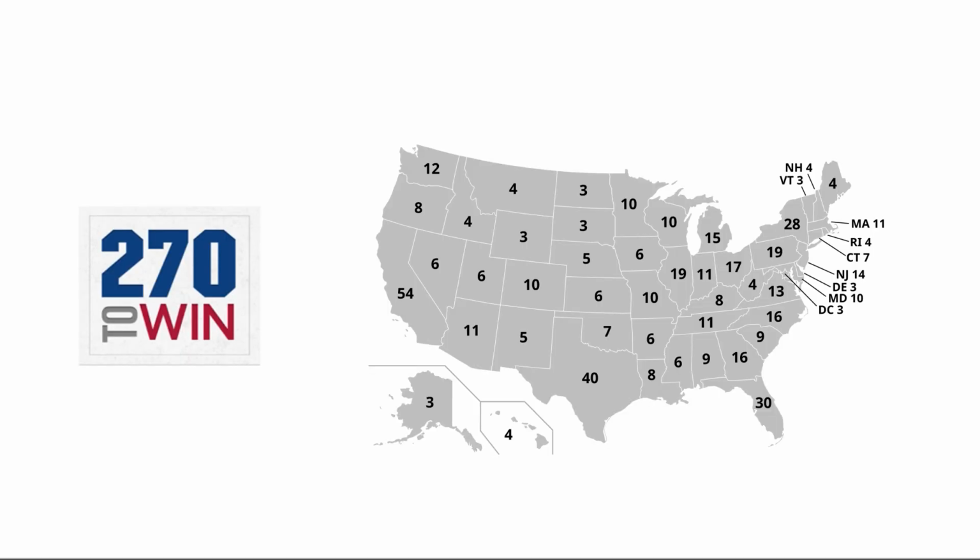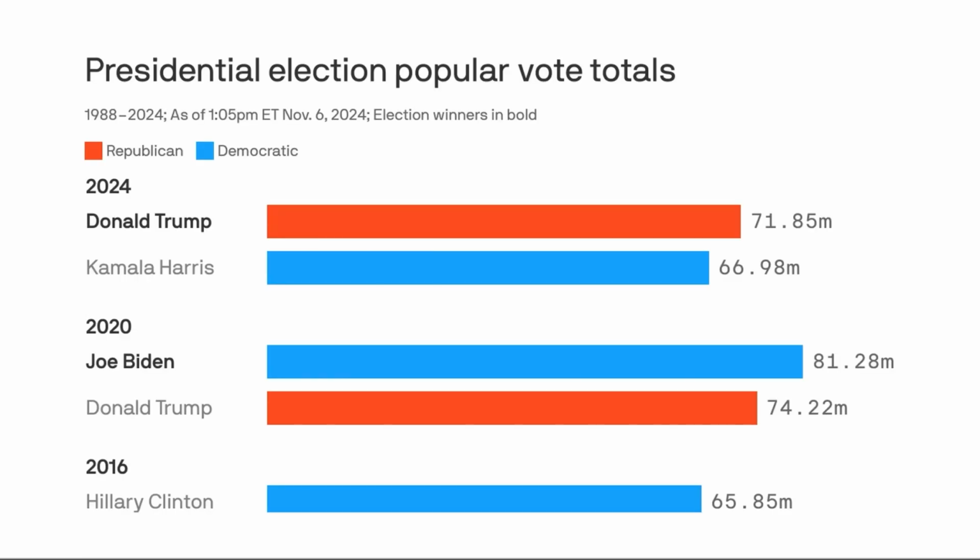Once states totaling 270 electoral votes join the compact, it will effectively ensure the president is elected by popular vote. Every state will look at the national total and cast their votes accordingly. As of now, states with 196 electoral votes have joined the compact.